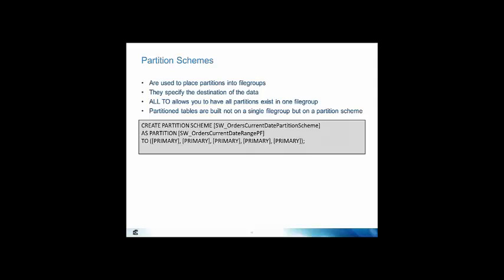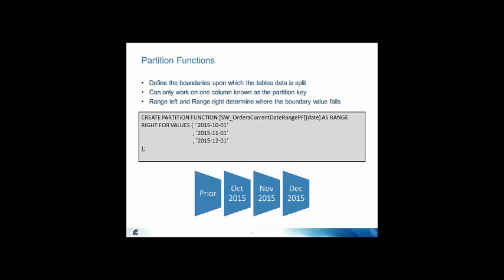Now, when we build our tables, we're actually going to build them on the scheme. And you'll notice the scheme references the partition function that we created. This is important. And if we go back here, you'll note that that partition function specifies a date type. We're going to pass a date column to this partition scheme. Now, you absolutely should make sure that the data type in your partition function matches the column type in your table.